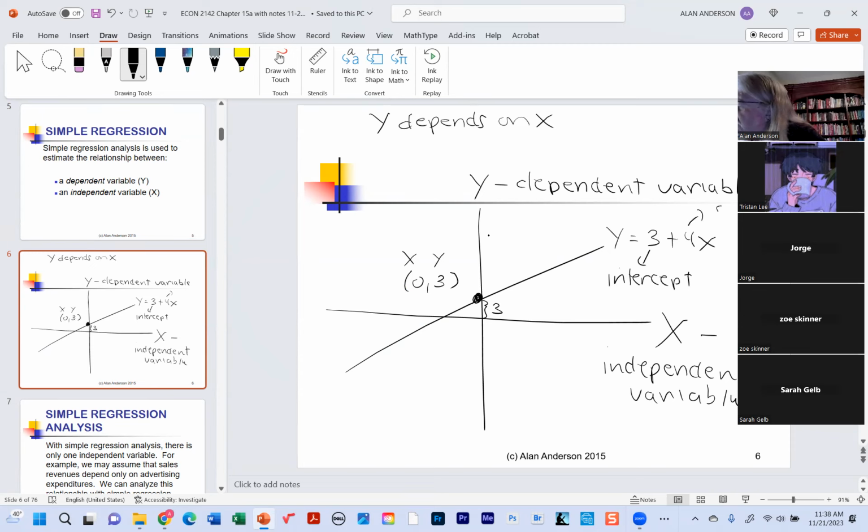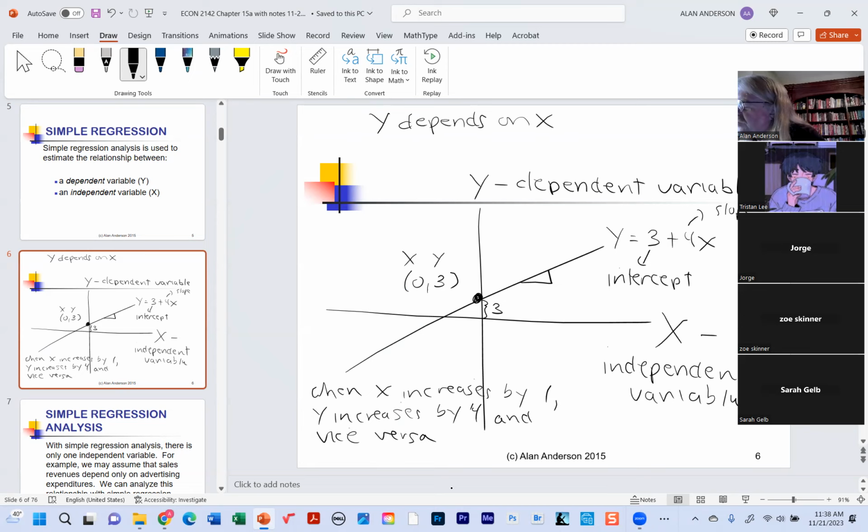which means that sometimes it's drawn like this. The slope of 4 means that when x increases by 1, y increases by 4, but it also goes in both directions. In other words, if x decreases by 1, y will also decrease by 4. So we'll say vice versa.